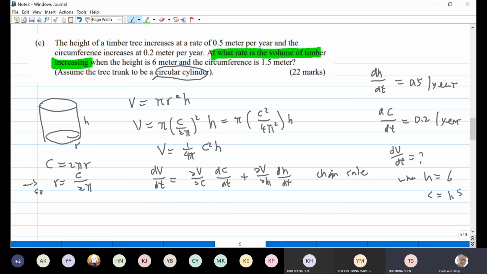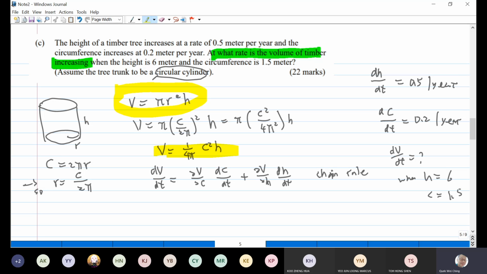Of course, then you must change the formula. That means you actually don't use this formula. Don't do this one. Straight away, start from here, then you find the dr/dt. Don't need to find the dc/dt. So this is a suggestion. There are many ways to do this question.